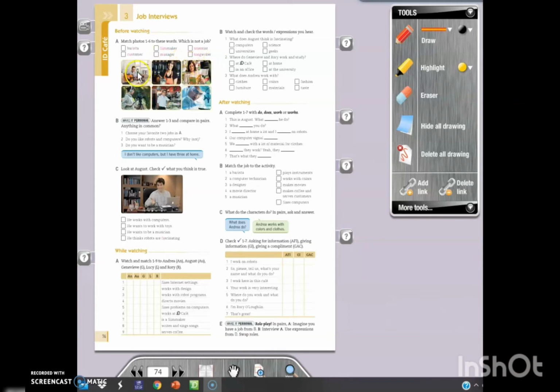According to picture number 1, what do you think is the correct word for picture number 1? It is songwriter. Picture number 1 is songwriter. What about picture number 2? Picture number 2, she is a barista. Picture number 3, she is a... what do you think?